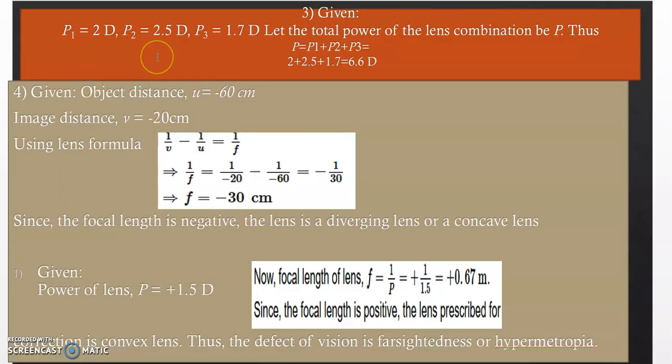Now come to the third one. It is said three lenses having the power. So you have to find the total power of the lens. So just add it up. You will get the answer. And what is the unit of the power? Diopter.